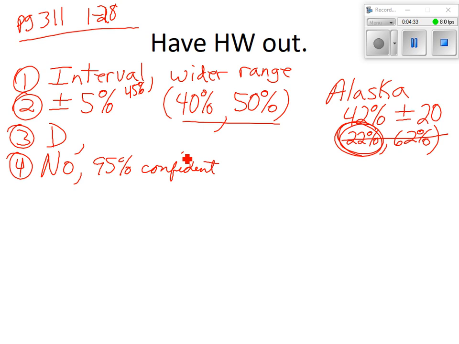Now, how can we say 95% and not 100%? Because we always want to be what? Right. And then if it does fall outside, then Riley can say, well, I told you there was a 5% chance it wasn't going to work.